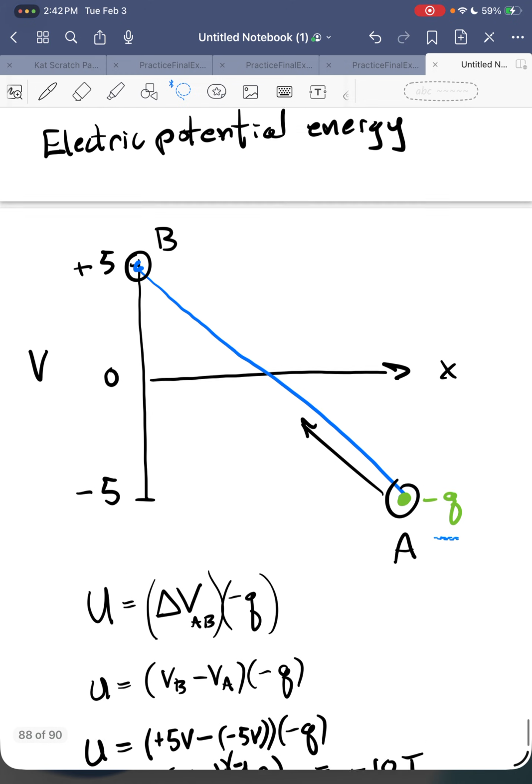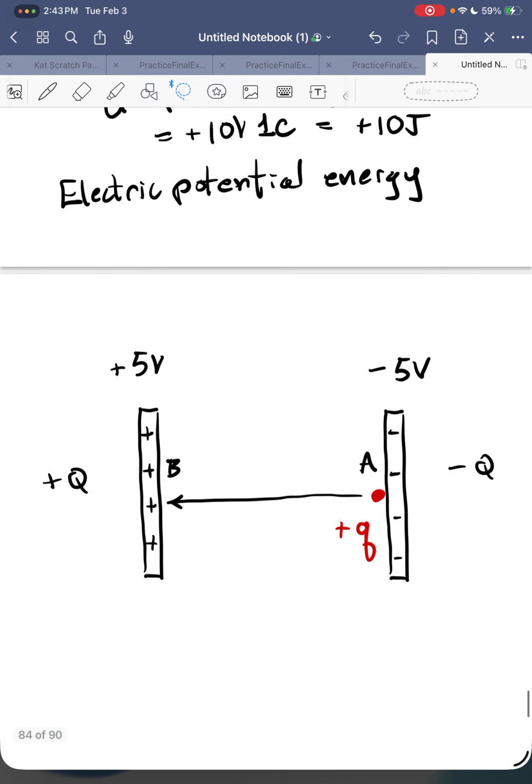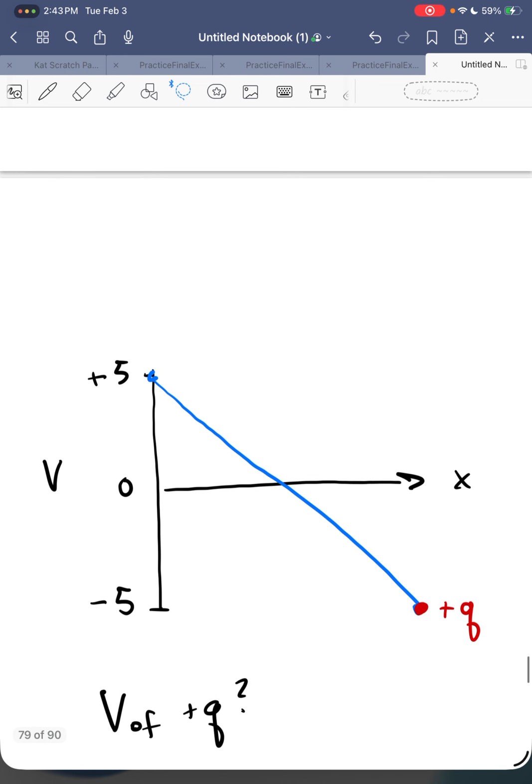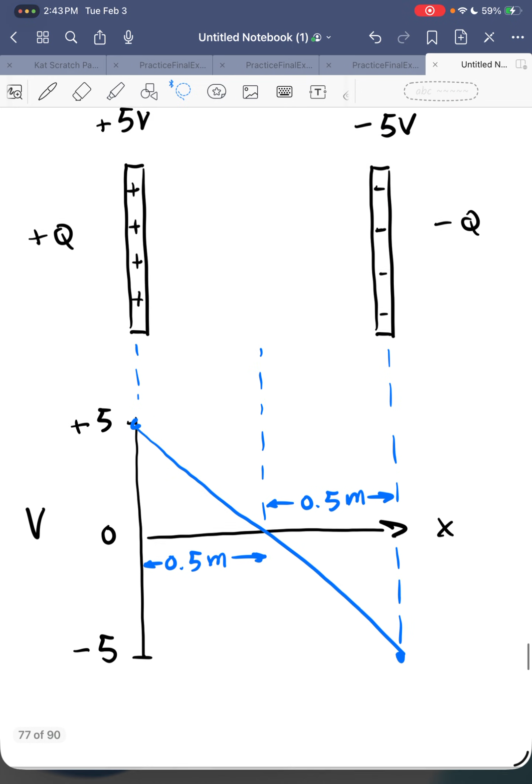So that's it. We've gone over in this video the difference between electric potential and electric potential energy with some simple examples, just moving a 1 coulomb charge, either positive or negative, between two plates.